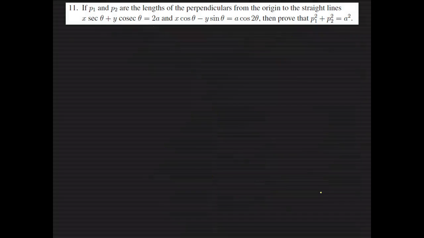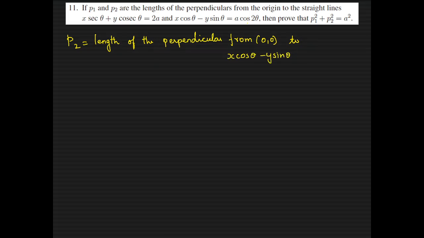Now we need to find P2. P2 is nothing but the length of the perpendicular from origin to the second line. The same procedure like P1: length of the perpendicular from the origin (0, 0) to x cos theta minus y sin theta, and let me bring this a cos 2 theta to this side, so minus a cos 2 theta equal to 0.